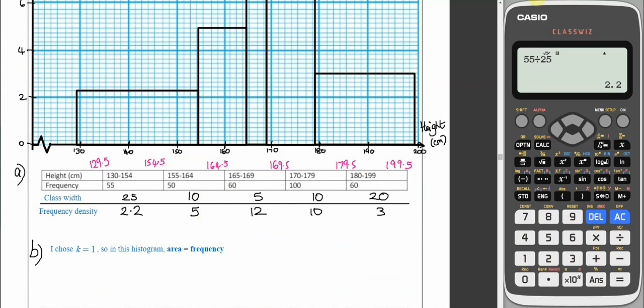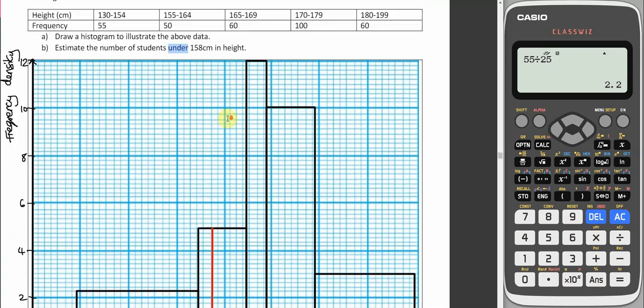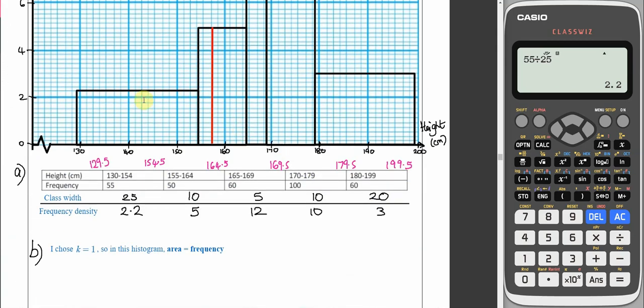So let's find 158 on the horizontal axis. If we had 10 little squares going across, this would be much easier. So it's going to be about there. To finish off part B, we're going to find the total area to the left of that red line. Number of students under, so that's to the left, 158 centimetres in height. So we've got part of a bar to work out the area of. Just going to shade it in.